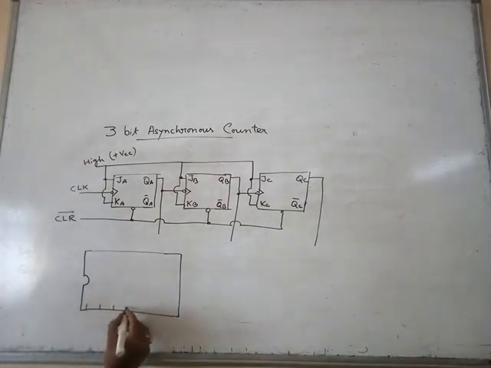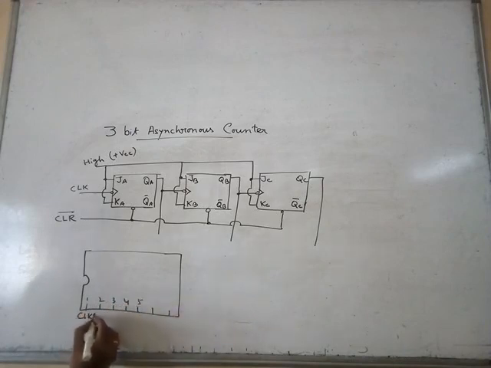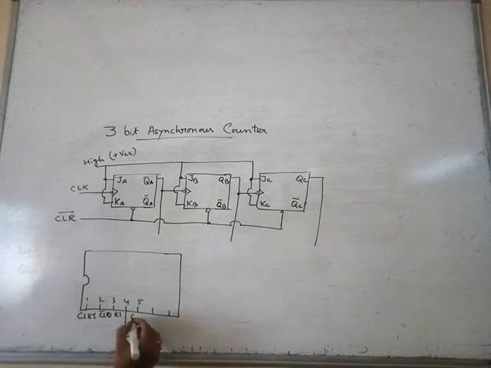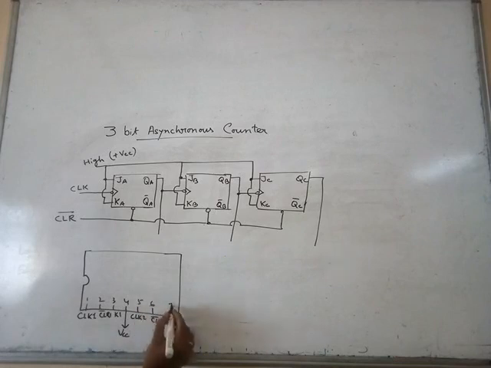One, two, three, 4, 5, 6, 7. At pin number 1, it is CLK1. Pin number 2, CLR1. Pin number 3 for K1. Pin number 4 for VCC. Pin number 5 for CLK2. Pin number 6 for CLR2. And pin number 7 for J2.